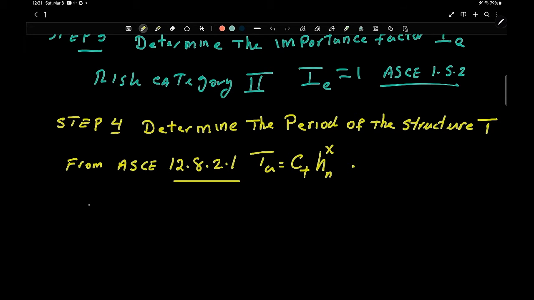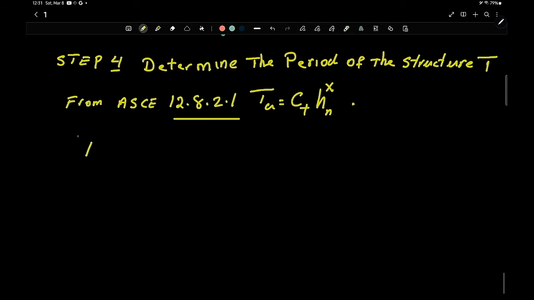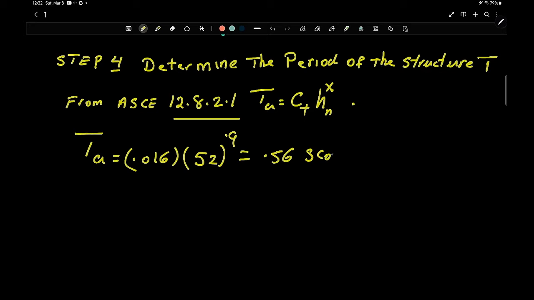So Ta is equal to Ct, which was 0.016, times the height of our building, which is 52, to the power 0.9, and that comes out to be 0.56 second. Okay, that step is done.